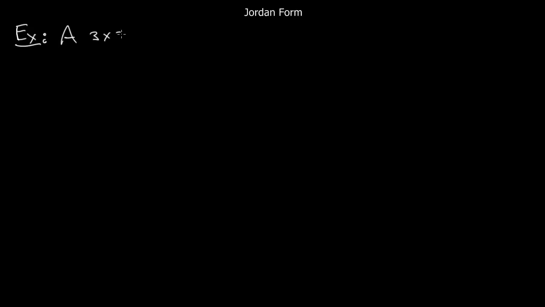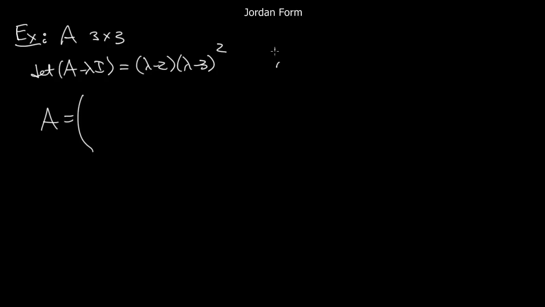All right, so let's look at another example. Suppose I gave you a 3 by 3 matrix, and all I told you was that the determinant of A minus lambda I was lambda minus 2 times lambda minus 3 squared. So it has two eigenvalues, one with multiplicity 1 and one with multiplicity 2. So the eigenvalues are 2, 3, and 3. Well, one possibility is it could be diagonalizable, like this.